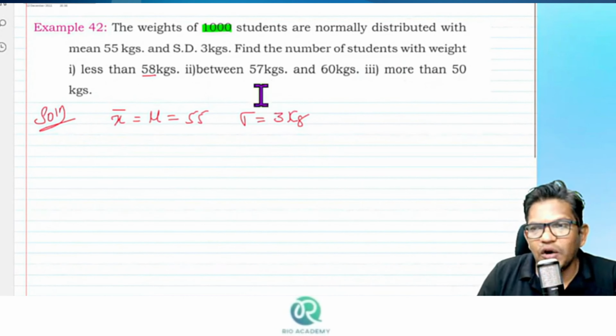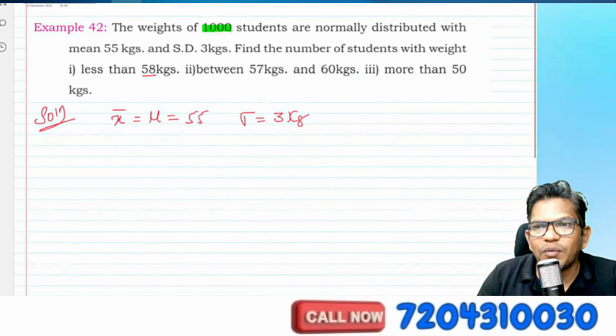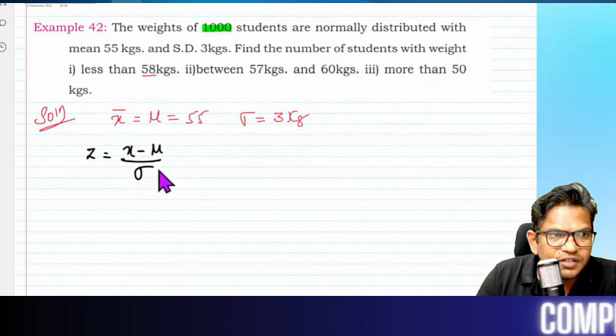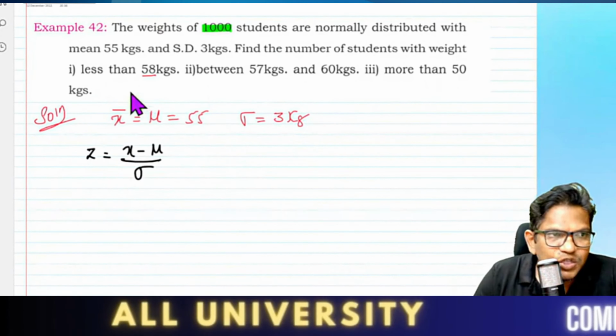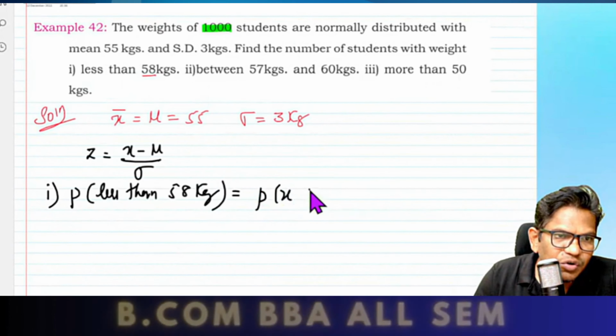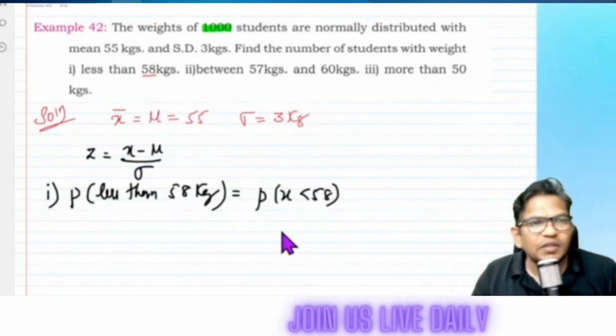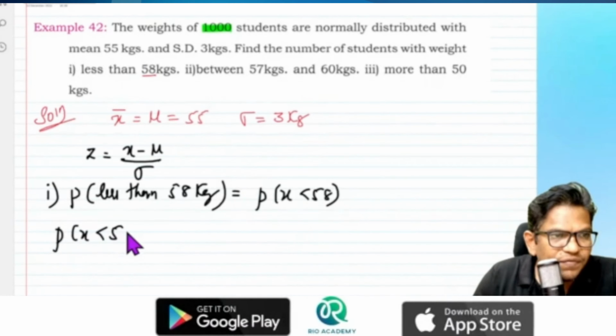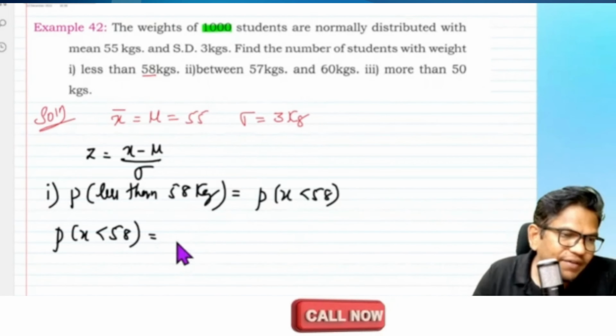Now children, you know the formula: Z is equal to x minus mu divided by standard deviation. First is less than 58 kg. So first we can say p of x is less than 58 kg. If we simplify this, p of x less than 58 kg is very simple and easy.